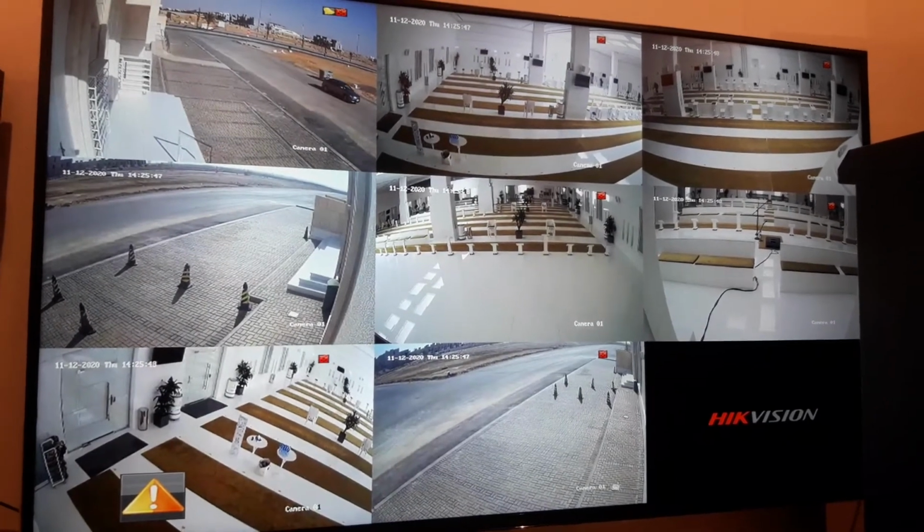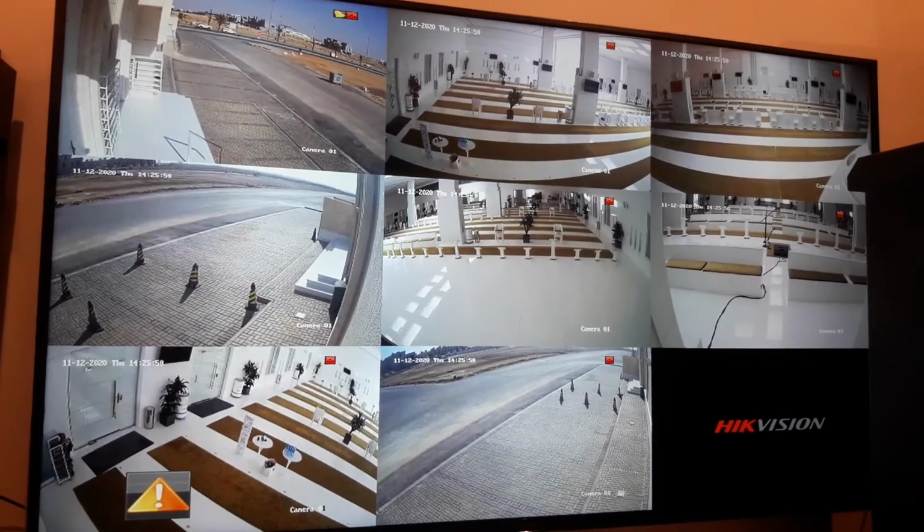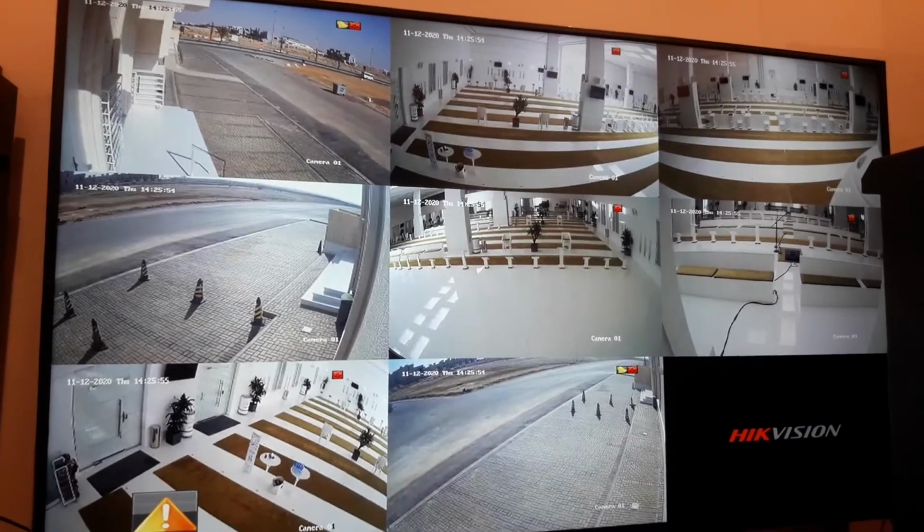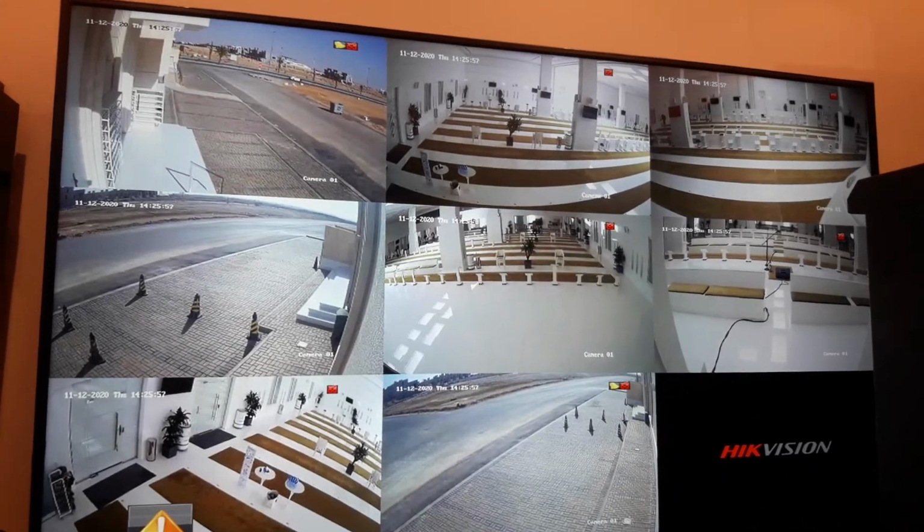Here we have an 8-port NVR. And this 8-port NVR supports, through switches, 8 IP cameras. All of them are 8 MP high resolution cameras. Then let's see our other channels.